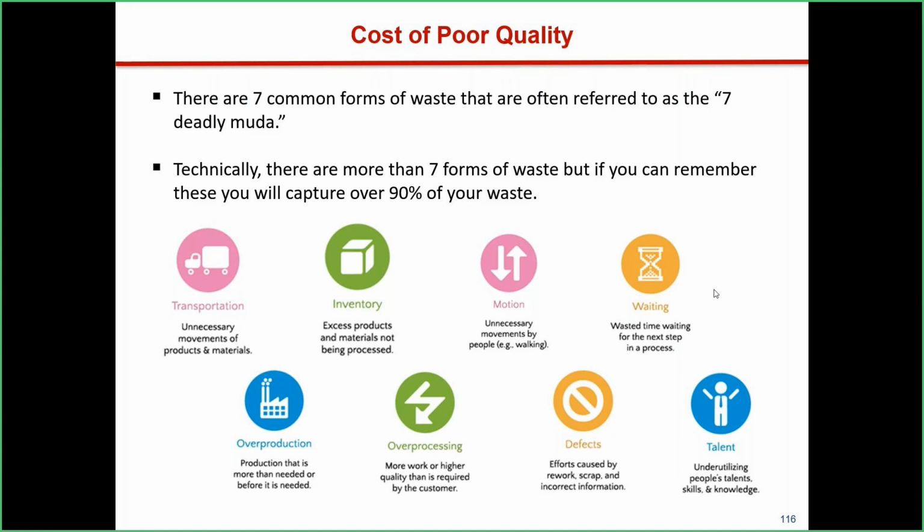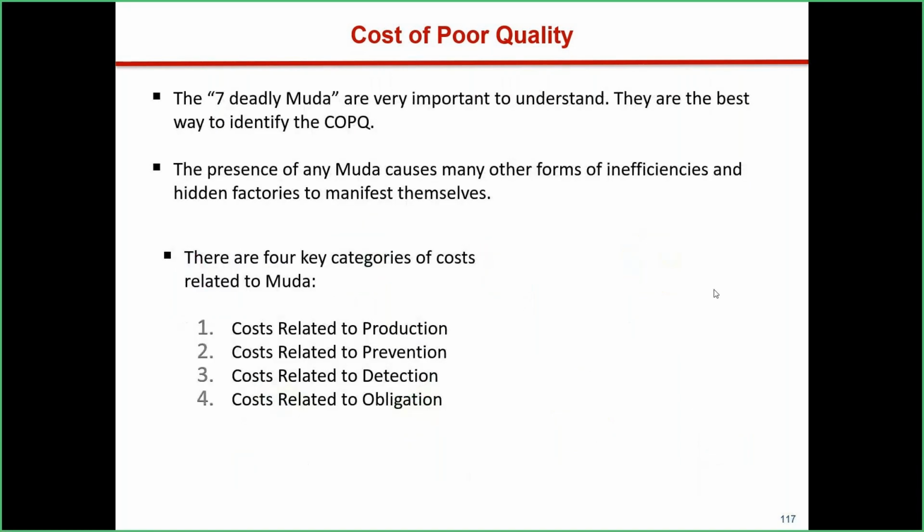All right, so these are the seven deadly mudas, or seven forms of waste. Moving on to cost of poor quality, those seven deadly mudas are very important to understand. They are the best way to identify the COPQ. The presence of any muda causes many other forms of inefficiencies and hidden factories to manifest themselves. There are four categories of cost related to muda: cost related to production, cost related to prevention, cost related to detection, and cost related to obligation. So let's look into each and every cost.